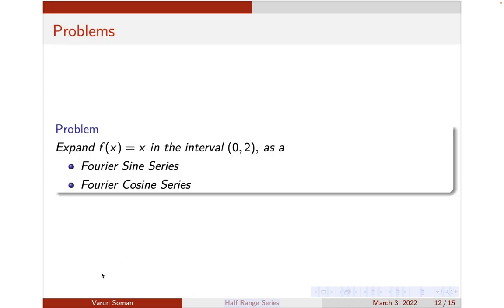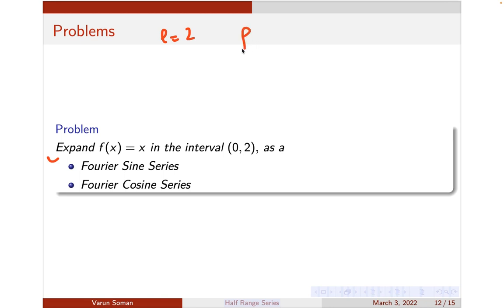You can try this problem also. Expand f of x is equal to x in the interval 0 to 2 as a Fourier sine series, cosine series. Sine series I will do, it's very simple. Your given interval length is taken as L, so it is 2 here. Okay, what's the Fourier sine series expansion?